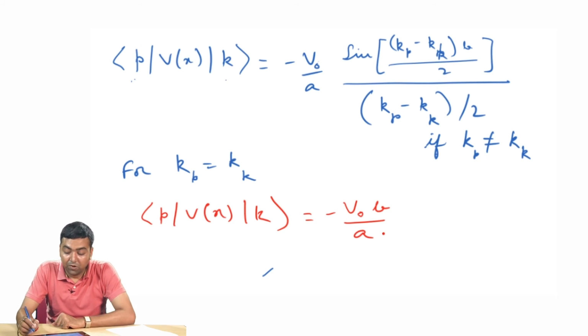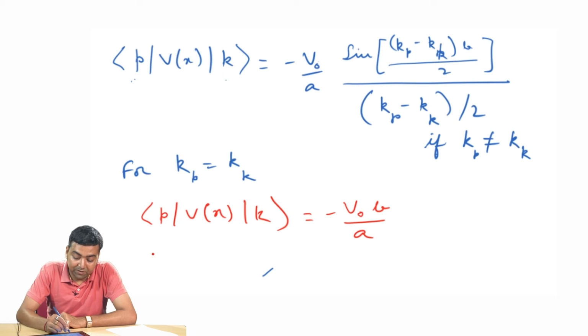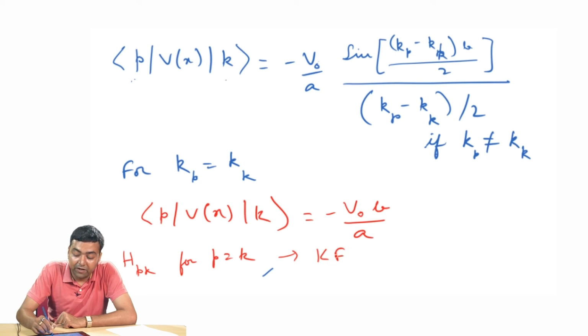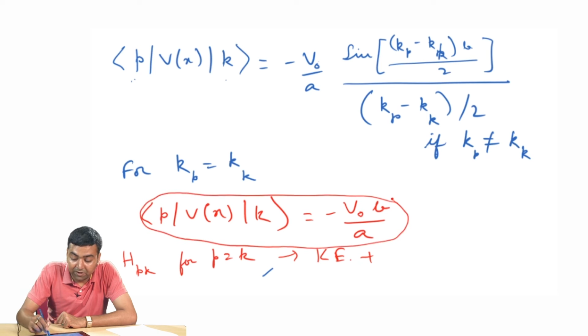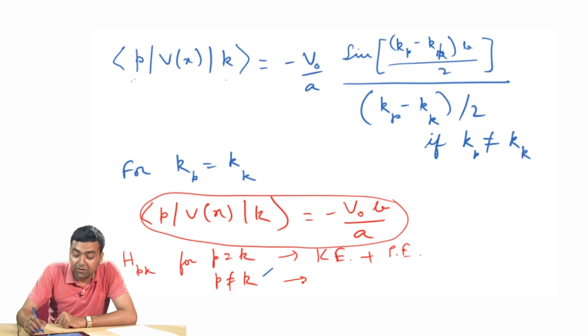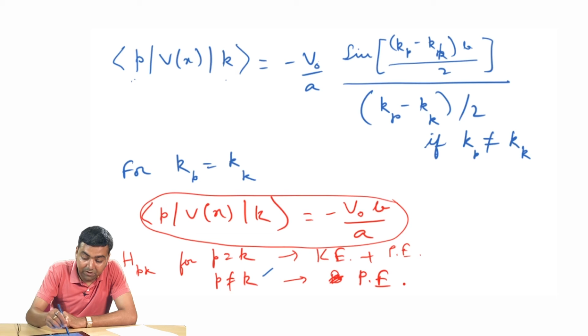So, for the matrix elements, for example H p k, the matrix element for p equals k will have a contribution from the kinetic energy term plus this term of the potential energy, while for p not equal to k, the matrix elements will have only contributions from the potential energy, that is from this particular term here.